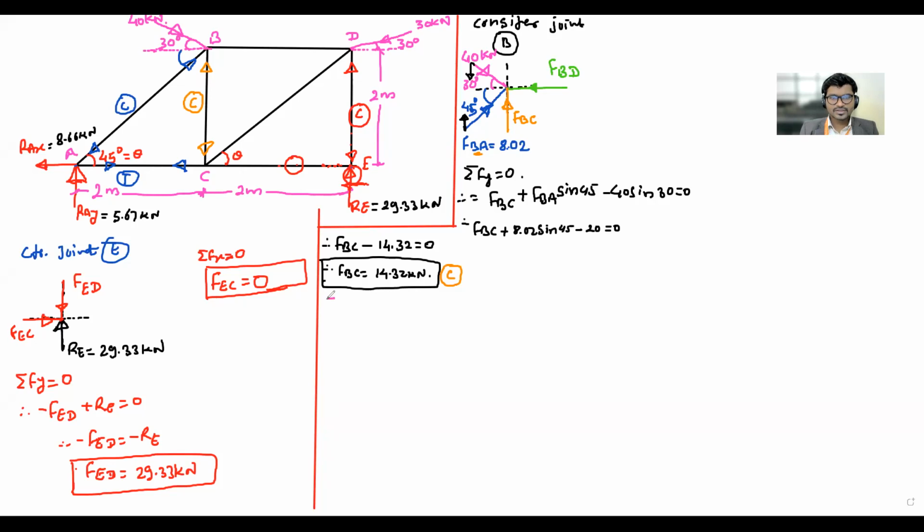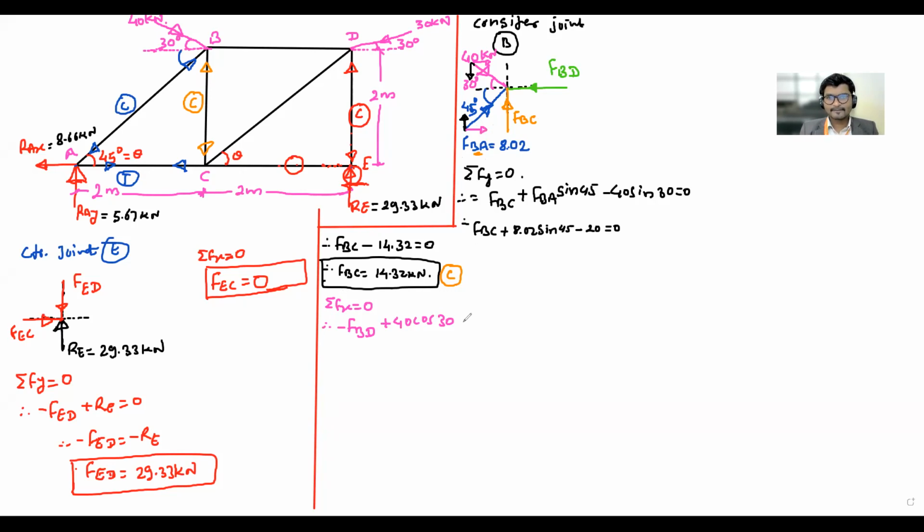Okay. Now consider the summation of forces along the X-axis. So summation of forces along x-axis is equals to 0. Therefore FBD plus or minus as per assumed direction? Minus FBD. What about the component of this 40? Plus 40 cos 30. Great. What about component of this FBA?